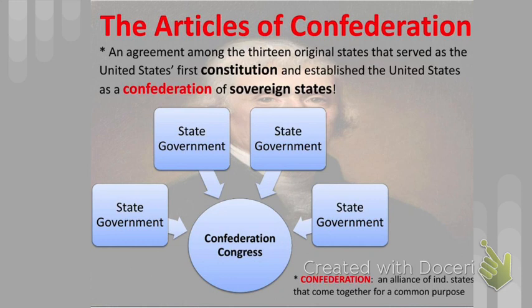Okay, so before we talk about the Constitution, we're going to talk about why the Articles didn't work.